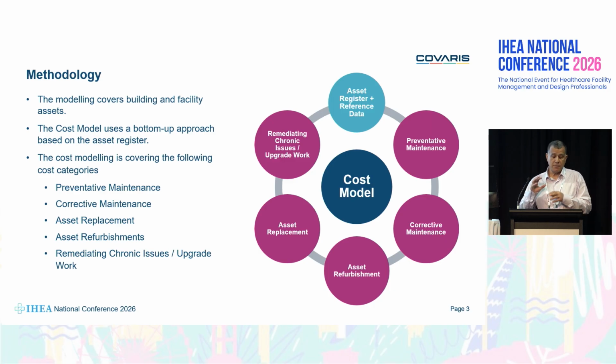As I said, we only focus on the building and facility. The cost model uses 5 cost components. First, preventive maintenance, which is a combination of statutory maintenance and also the routine maintenance that we have to do to keep the reliability of the facility, to serve the patients and also the staff.